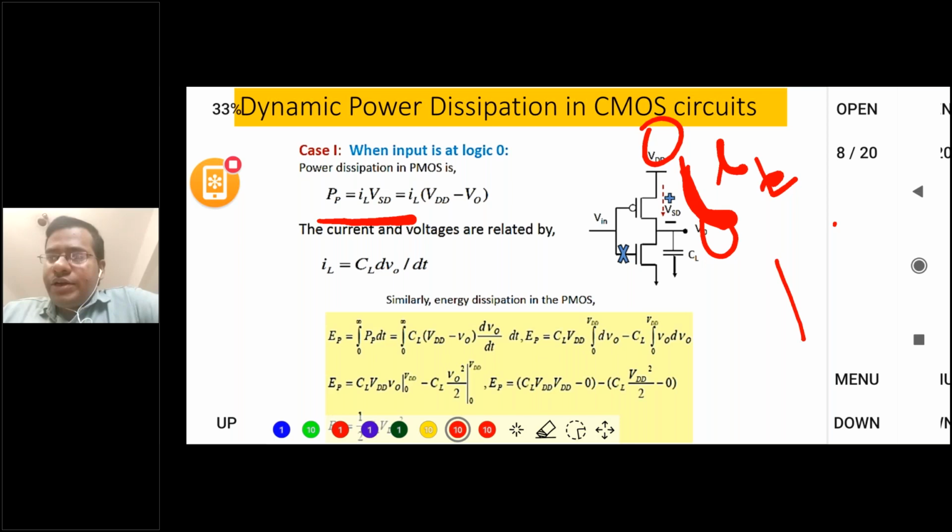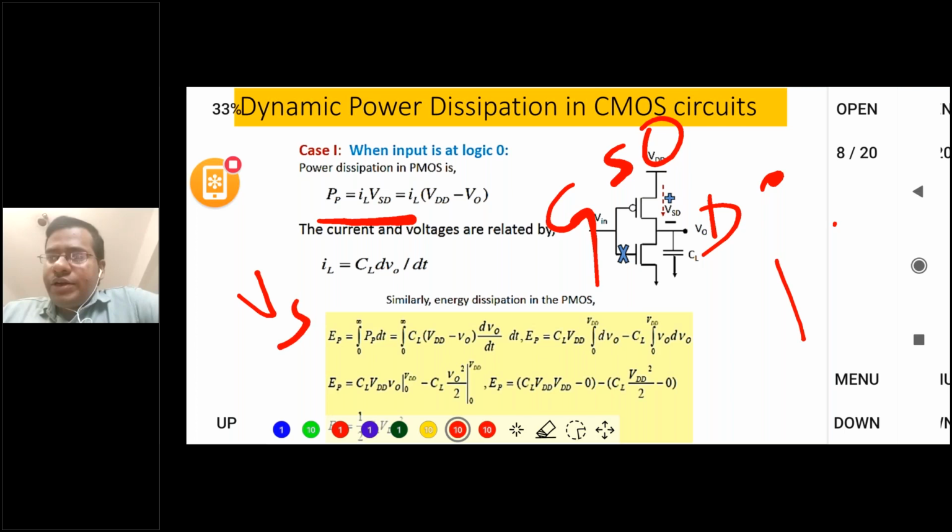Okay, so now it is clear. This is the gate terminal, this is the source terminal, and this is the drain terminal. Now here our formula is VSD. How to find the potential between source and drain? This is simple: VS minus VD.